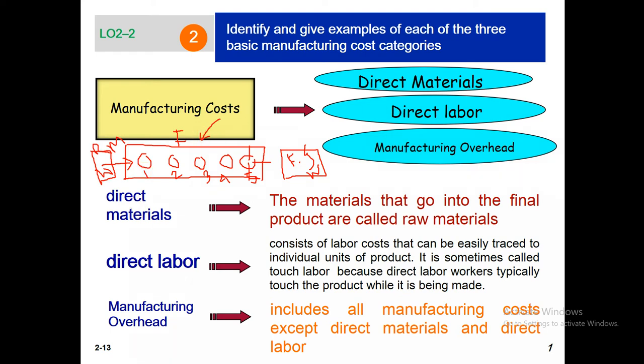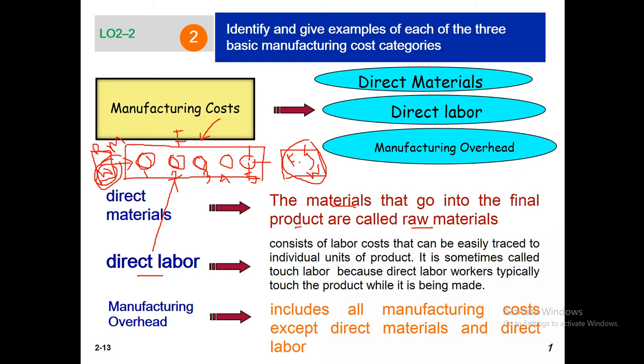First one, the direct materials. These are the raw materials that go into the final product, so they are called raw materials, and we also call them direct materials. Number two, direct labor. When we produce our units, we need labor cost. This is what we call the direct labor cost, and sometimes we call it touch labor.